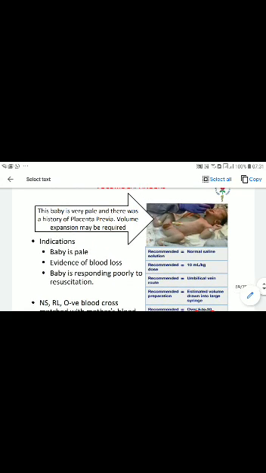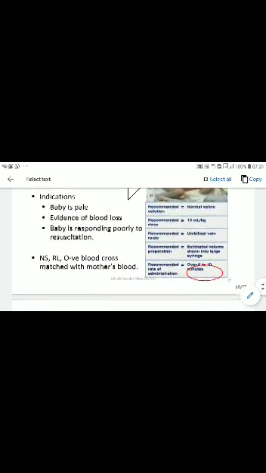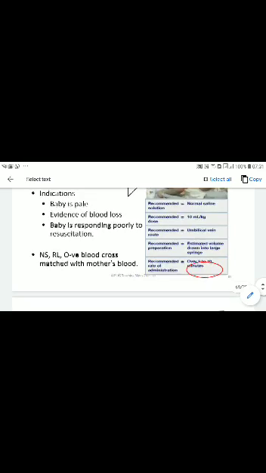Even for this, if there is no response, then you have to go for fluid resuscitation, 10 ml per kg body weight of normal saline or ringer lactate. You have to push slowly over a period of 5 to 10 minutes, intravenously through the umbilical vein.